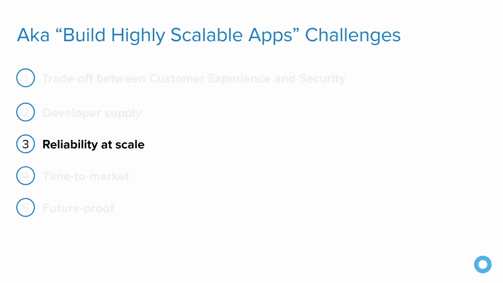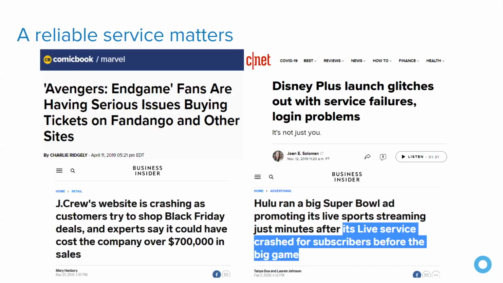Third, reliability at scale. This is the third challenge when it comes to building highly scalable apps. I think it's important to take a step back and understand why a reliable service matters. It matters for customer experience. It matters in terms of financials, and these are some rather fun examples. For instance, it was very difficult to get tickets for the Avengers Endgame movie because all the websites were down at some point. It was difficult to log in to Disney Plus when they launched last year on the first day because there were login issues.